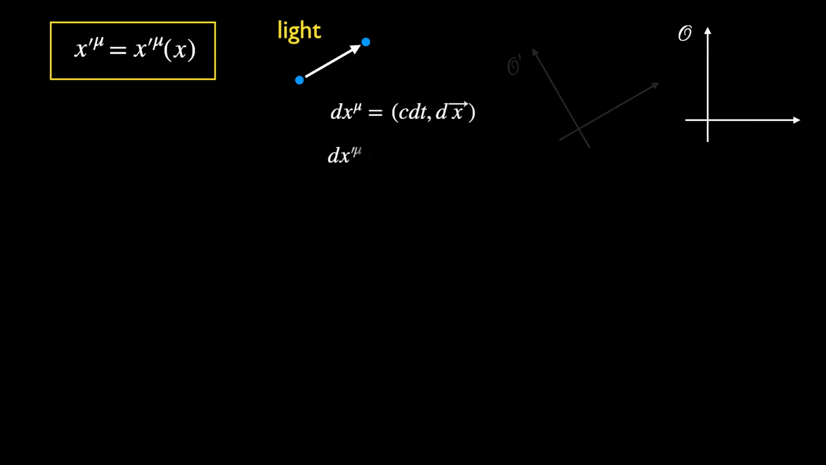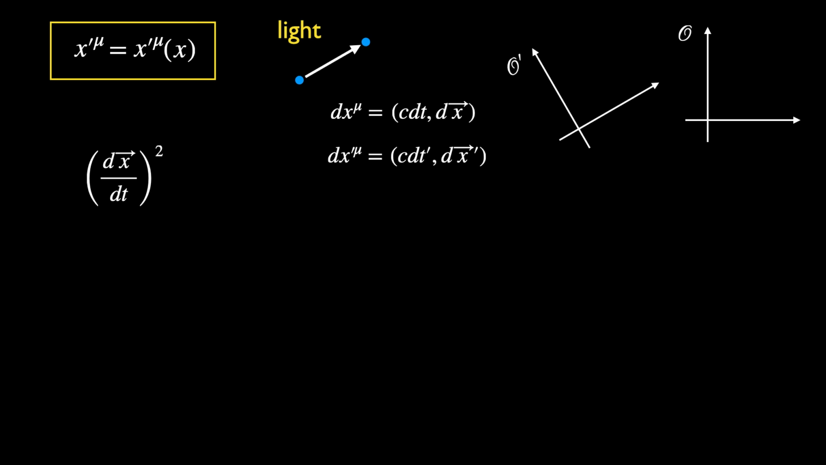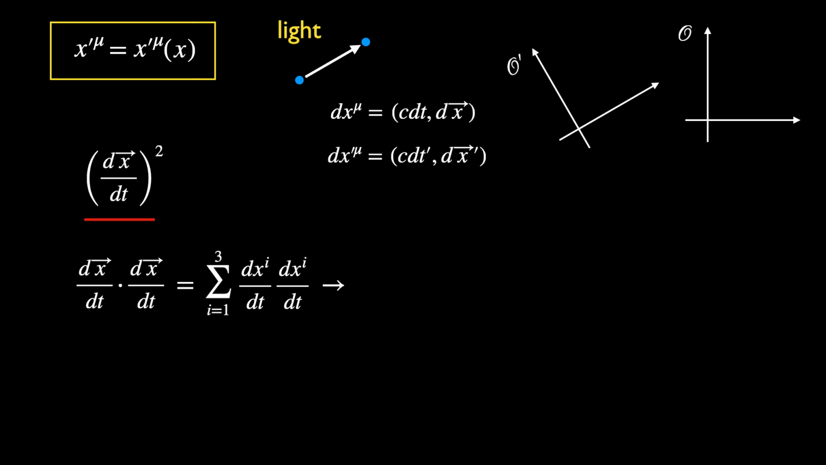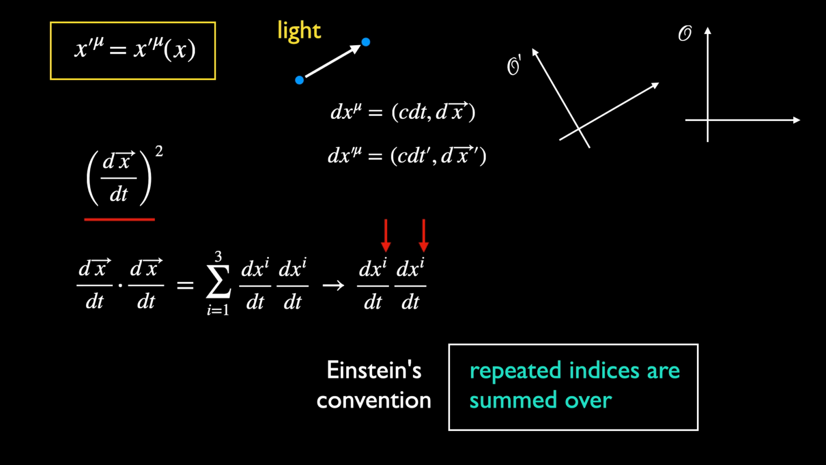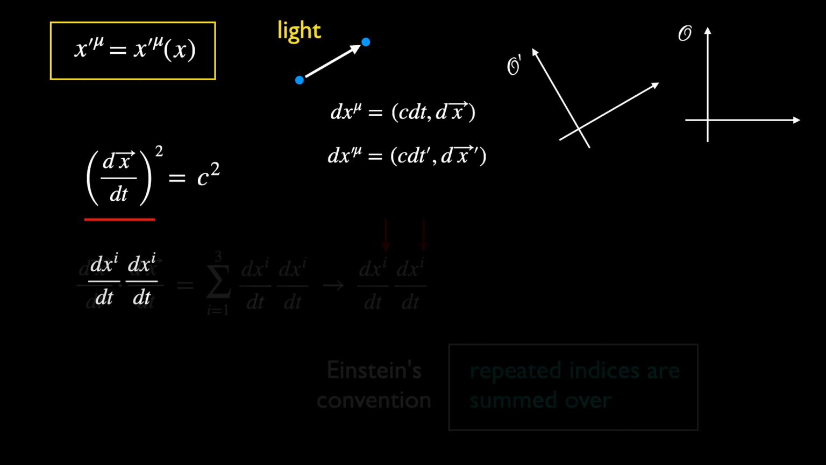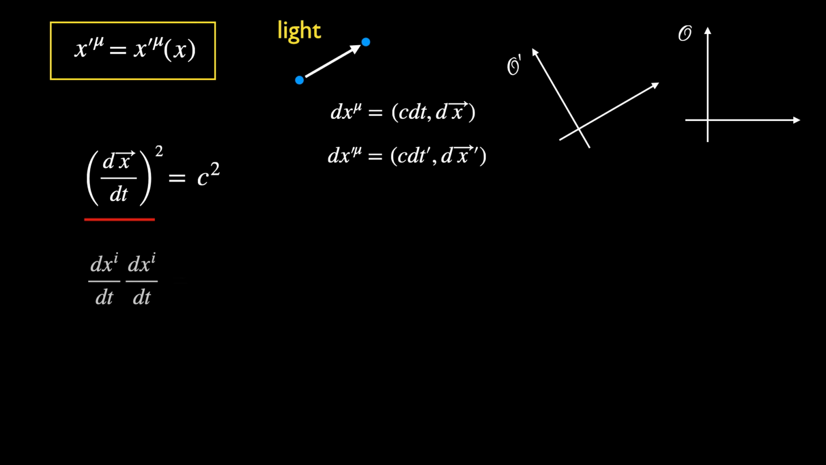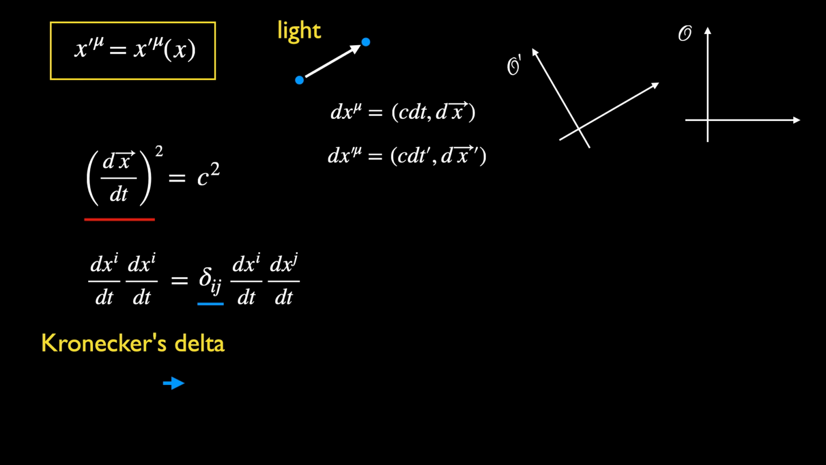Suppose light travels through an infinitesimal displacement in spacetime. Let's calculate its speed in both reference frames. In the frame of O, the square of the speed of light is given by, which is just the dot product of the velocity with itself. Here we introduce the Einstein convention, where repeated indices are summed over all their possible values. This must be equal to c squared. Another way to write this is to contract the velocities with the Kronecker delta, which is defined by the following.